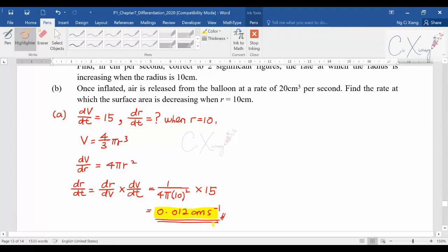Okay, so this is part 1. I think it's not hard also, right? Okay, then maybe you continue to part number 2.